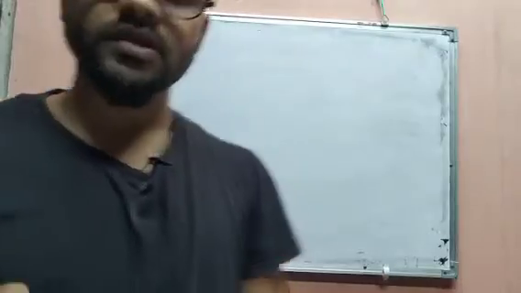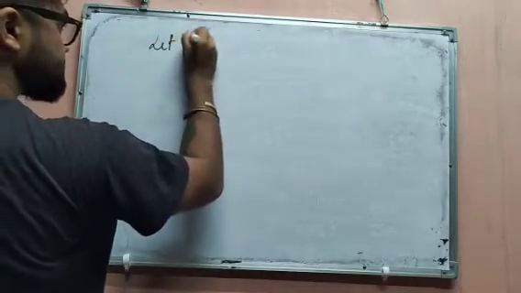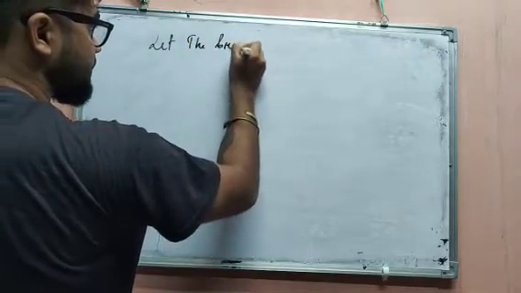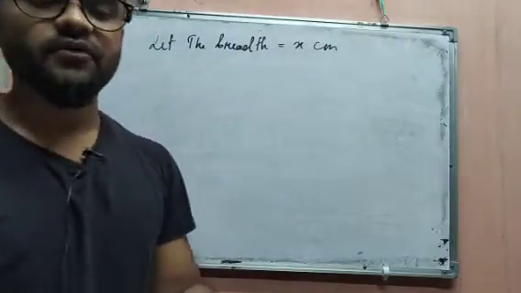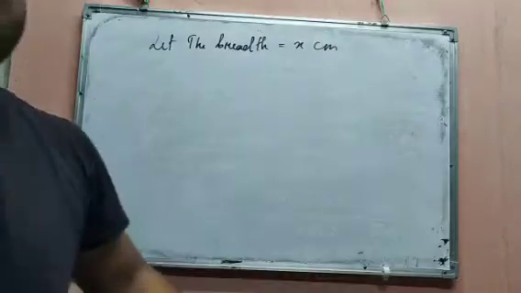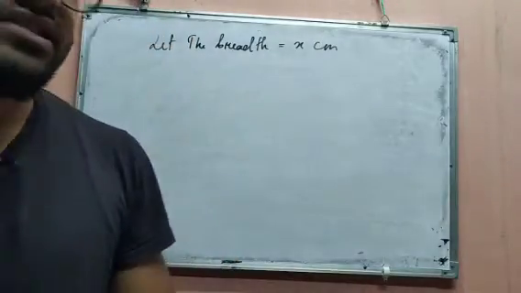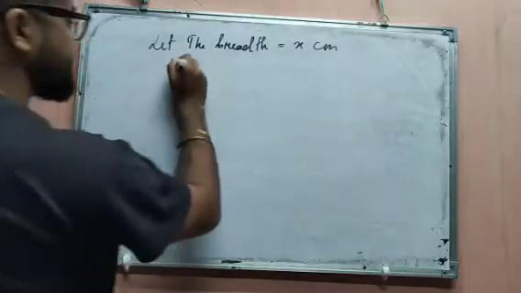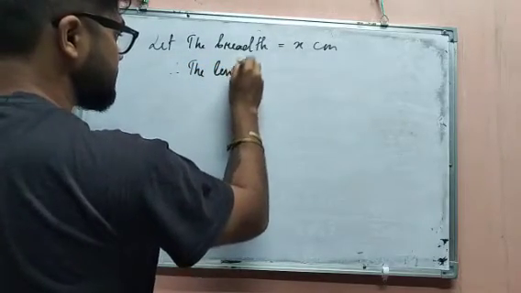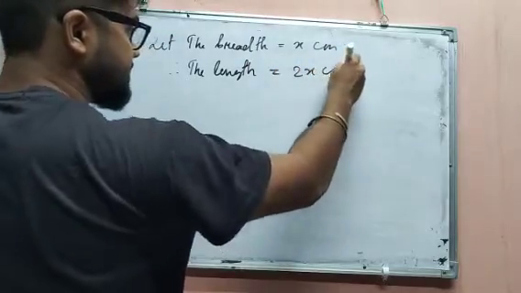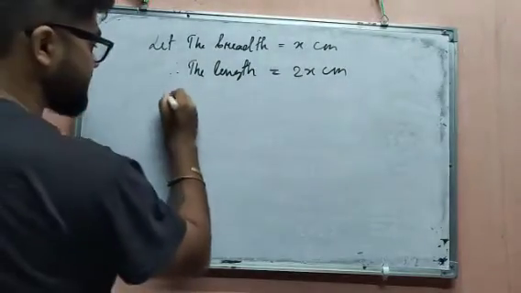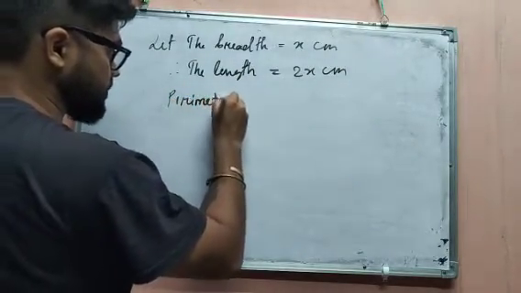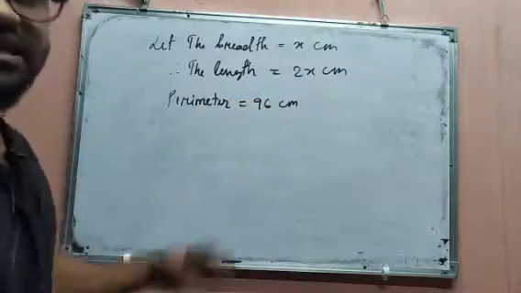So what we need to do first is assume the breadth as x. Let the breadth equal x centimeters. Also given that the length is twice its breadth, that means the length is double of its breadth. Therefore the length equals 2x centimeter. Also the perimeter is given, equal to 96 centimeter.